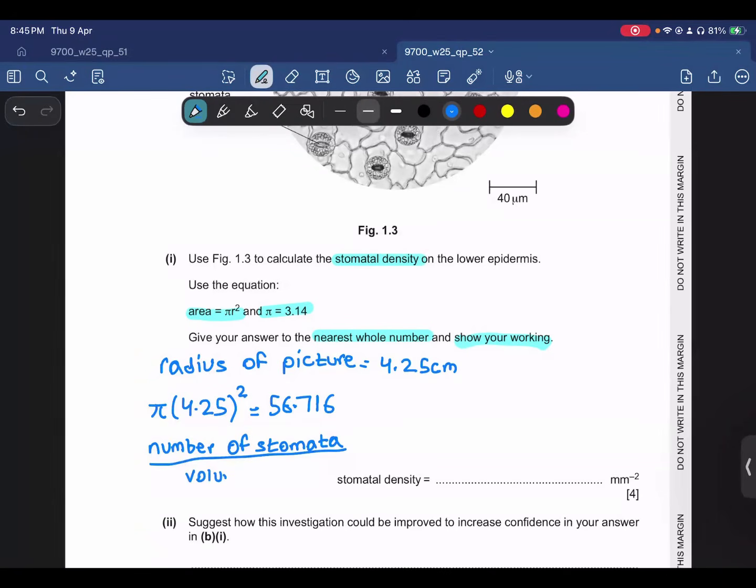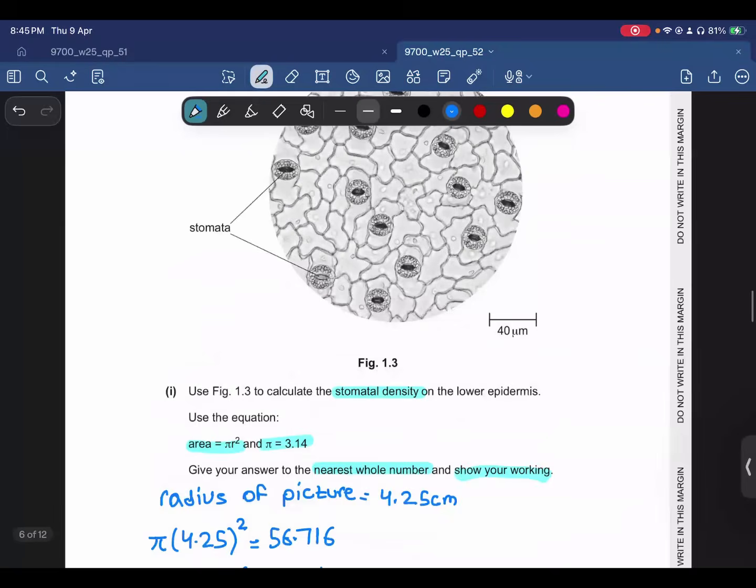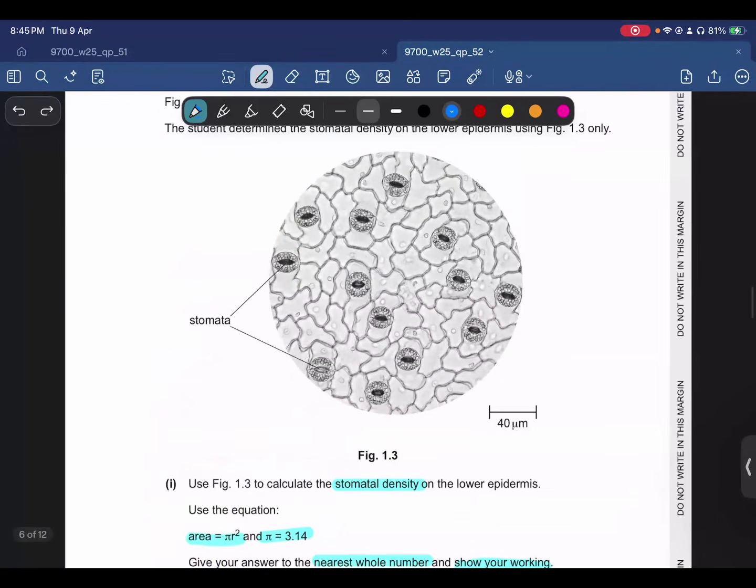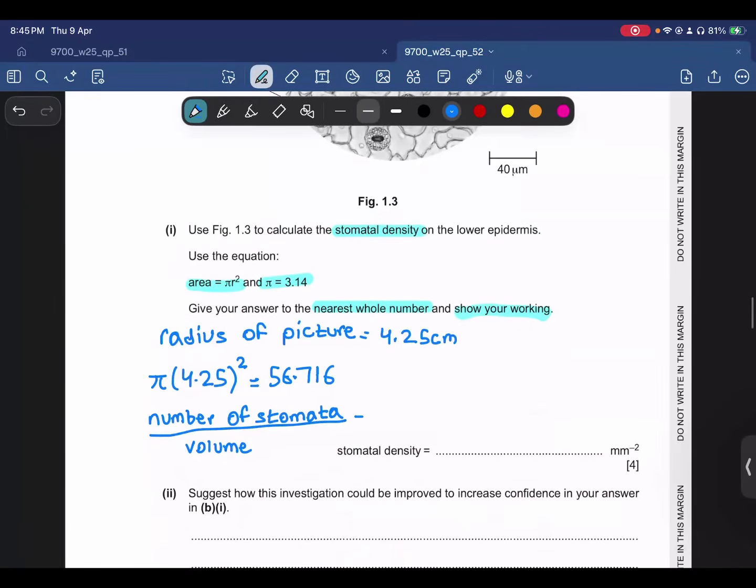Could you count how many stomata are present here? How many stomata in the picture? 12? Oh, let's see. Did you say 13? Yes, it's going to be 13 stomata. But now look at this. We wrote the formula as the number of stomata divided by volume. From where? From the density formula that we remember.